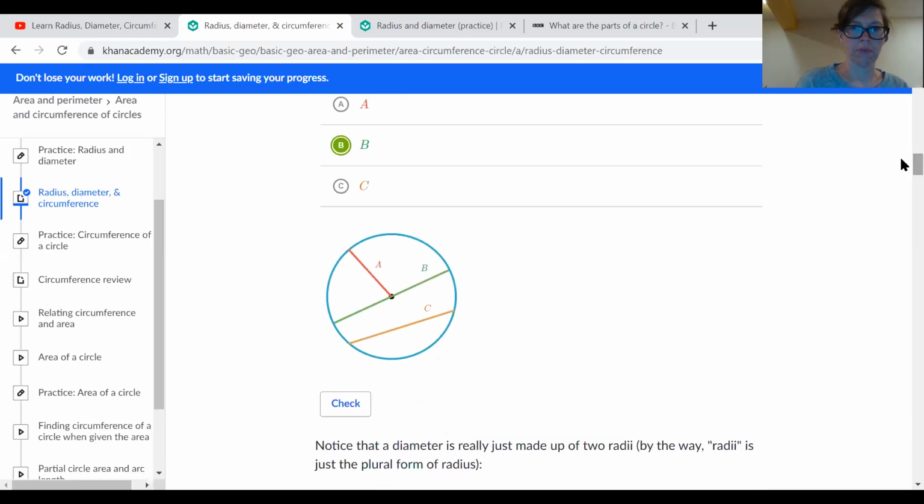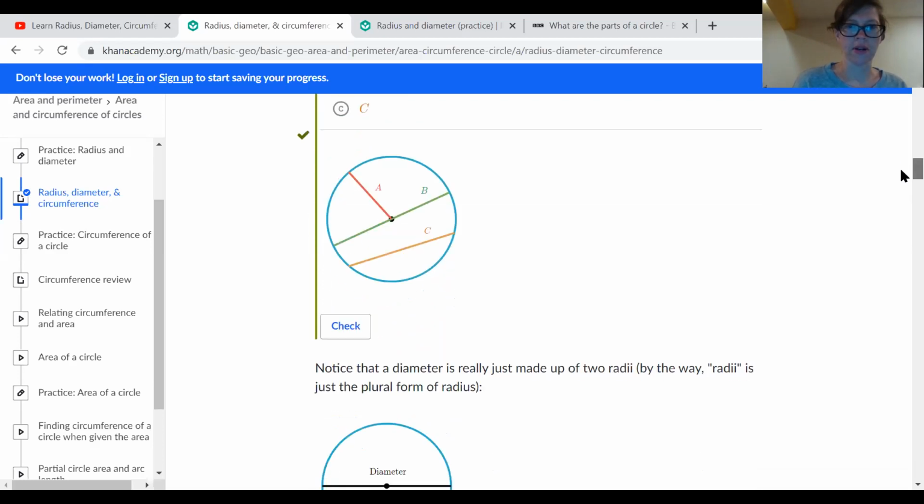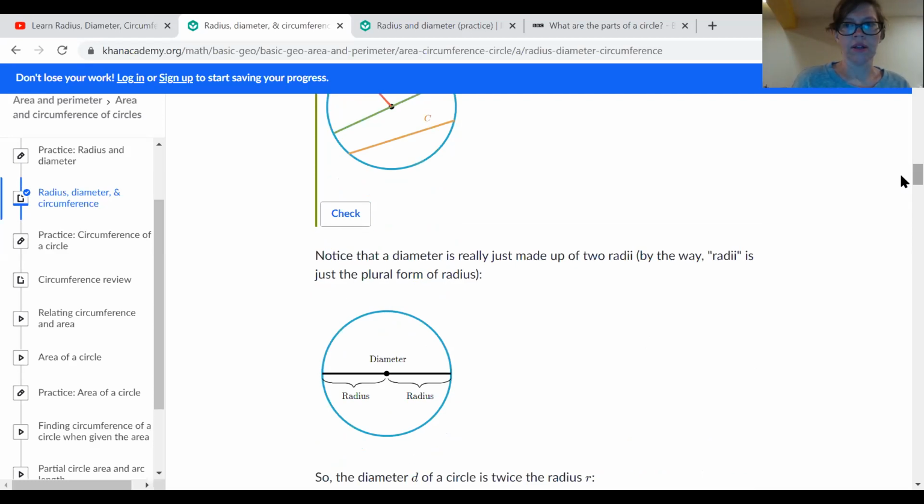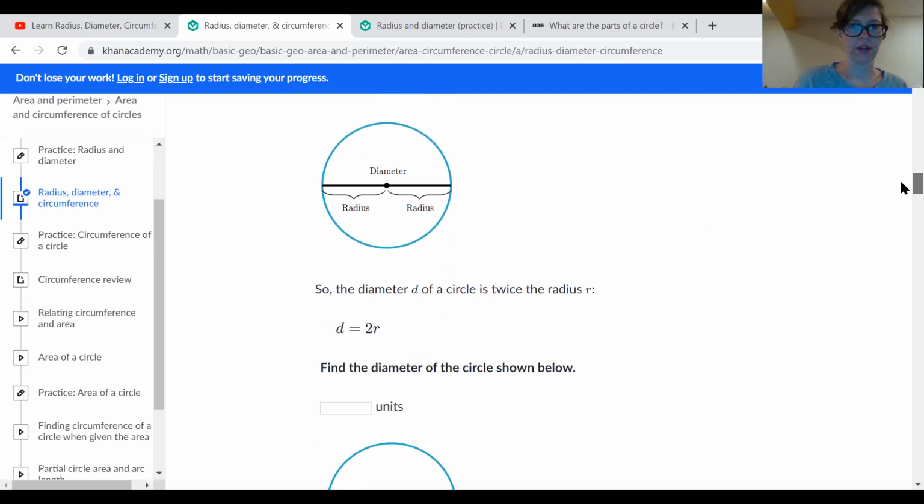All right, I'm going to go with B. All right, and that is correct. That is the diameter. All right. So notice that the diameter is really just made up of 2 radii. Radii is the plural form of radius. Okay, so as you can see here as a reminder, the diameter d of a circle is twice the radius r. So d equals 2 times r.